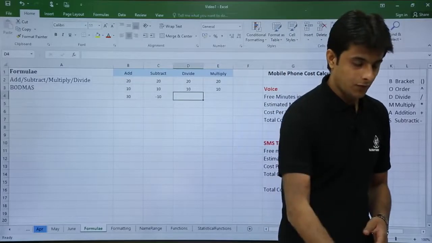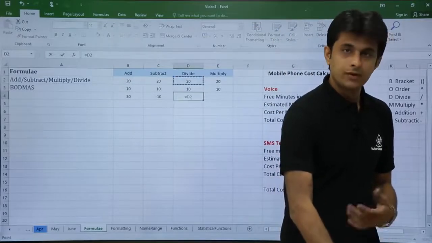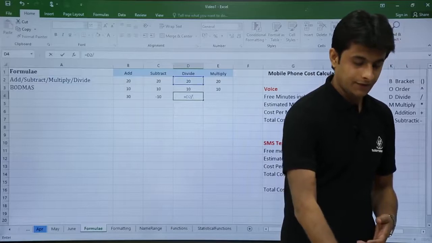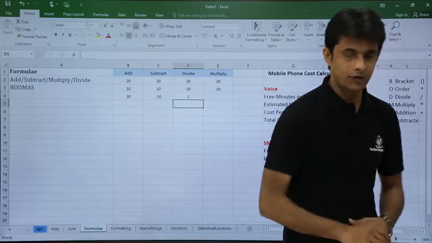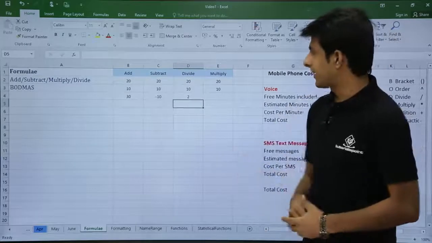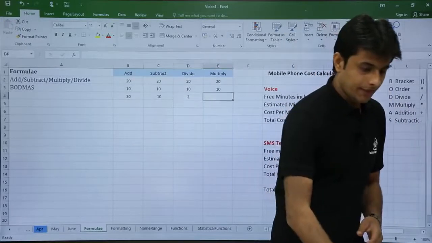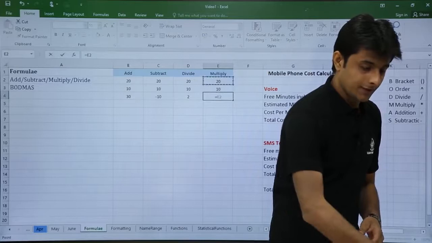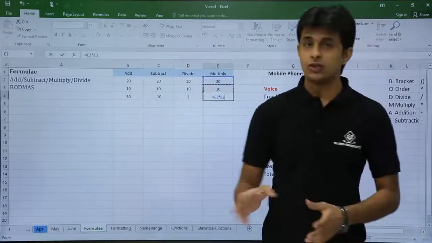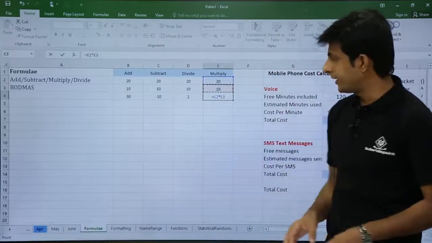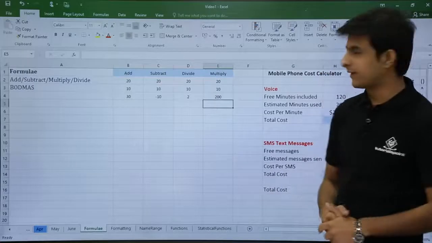So, the answer is coming as minus 10, which is absolutely correct. Next, if I want to divide, equal to 20 divided by, that's the divide sign, 10. I've got the answer as 2. That's correct. Next, I have 20 multiplied by 10. I'll use the multiplication operator, equal to first cell multiplied by second cell. The expected answer is 200. The moment I press enter, you can see the answer is 200.